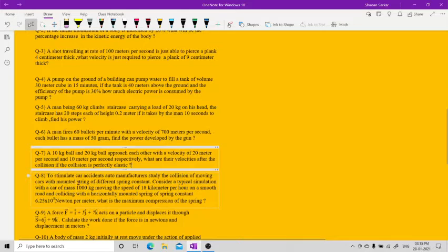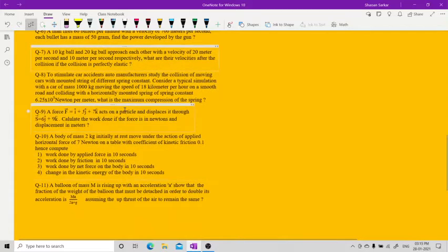To simulate a car accident, auto manufacturers study the collision of a moving car with a mounted spring of different spring constants. Consider a typical simulation with a car of mass 1000 kg moving with a speed of 18 km per hour on a smooth road colliding with a horizontally mounted spring of spring constant 6.25 times 10 to the power 3 Newton per meter. What is the maximum compression of the spring?